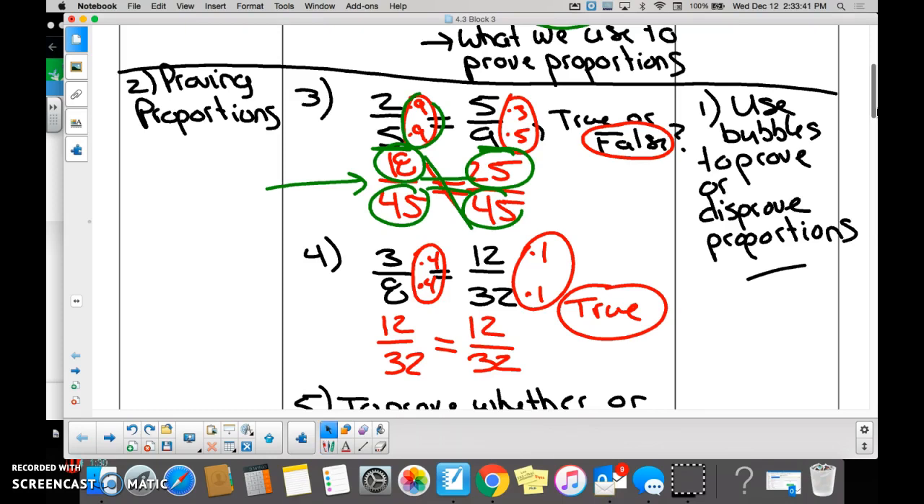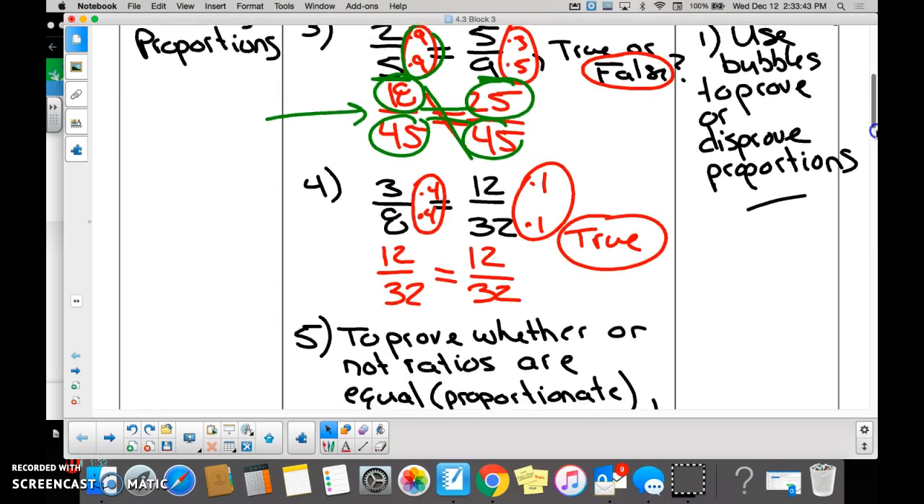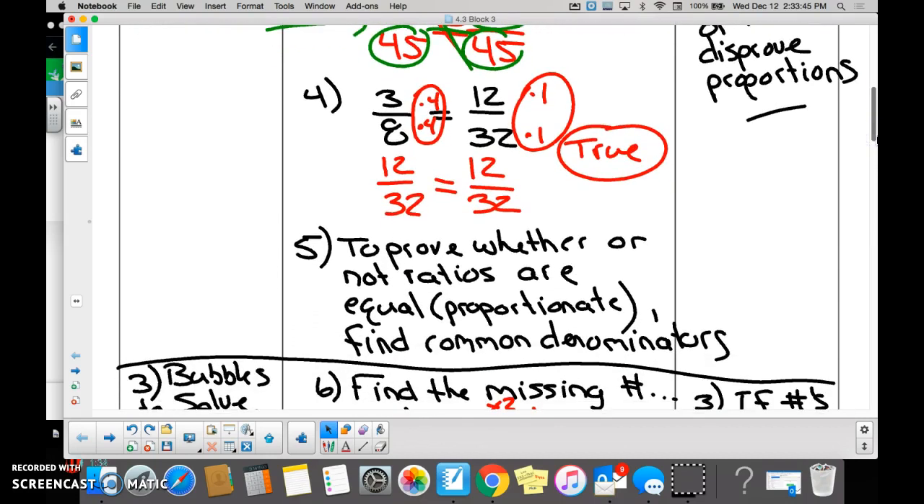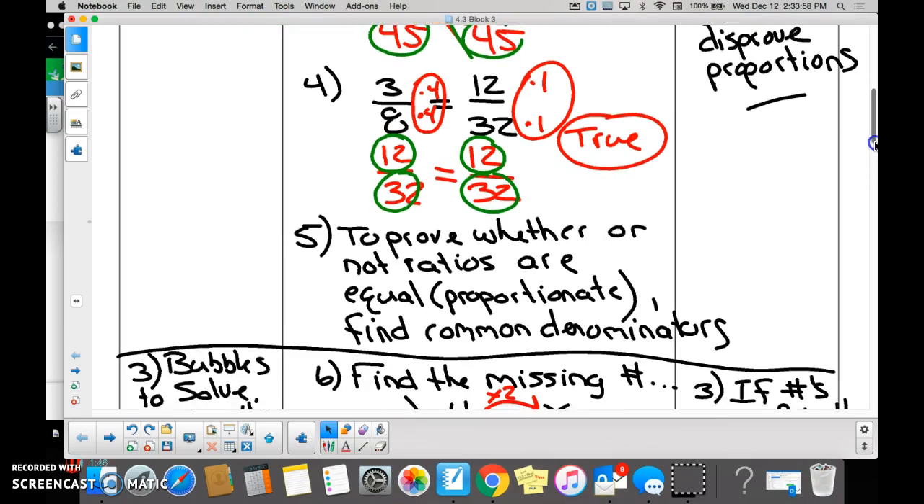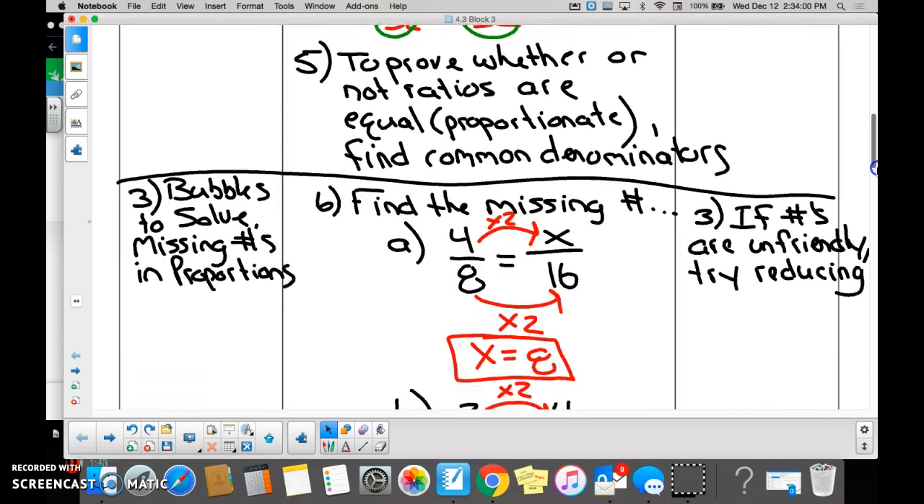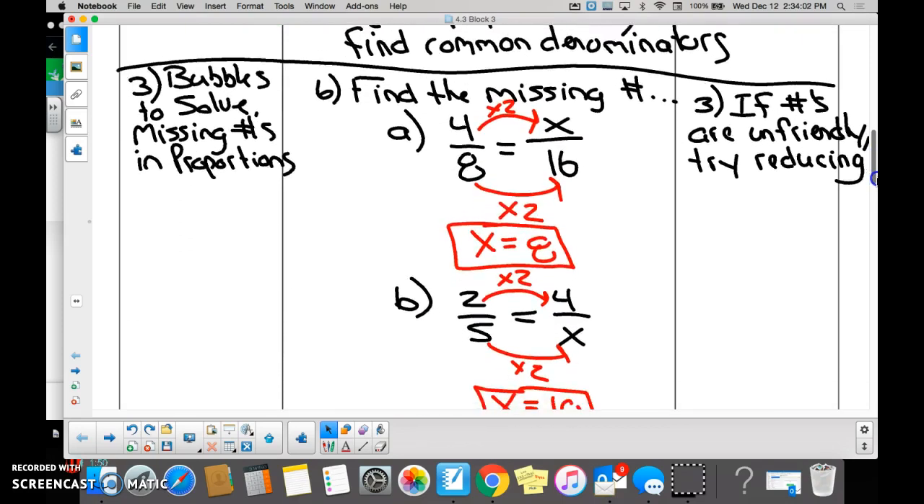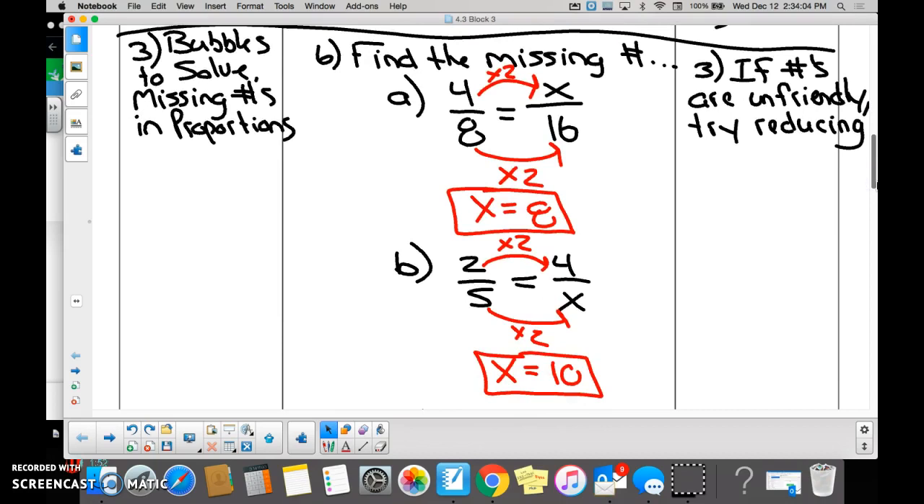We had 3/8 and 12/32. We found common denominators, and we discovered that they both work out to be 12/32. So are 3/8 and 12/32 equivalent? Yes. So we're using common denominators to prove whether or not they're proportionate or not. Hence number 5. Number 6, we're using the bubble method, which has actually been replaced by arrows, right, Riley?